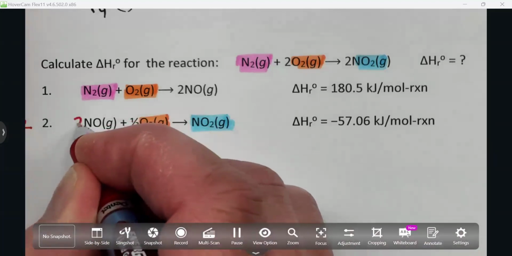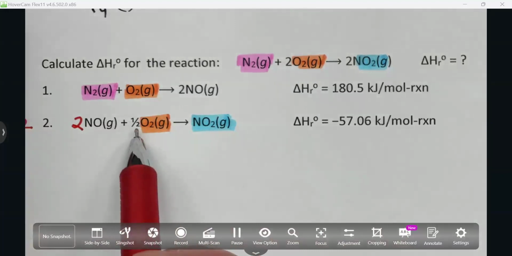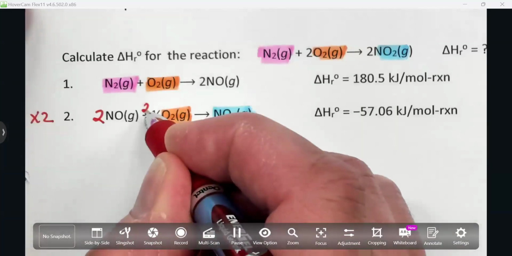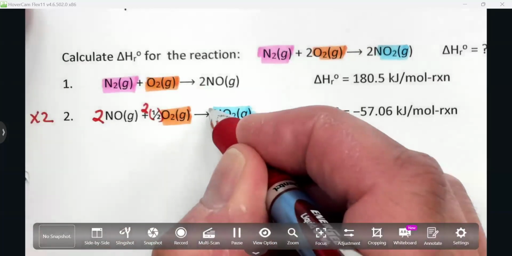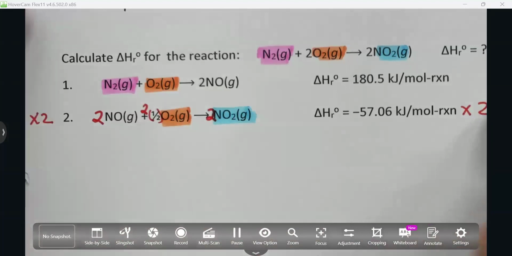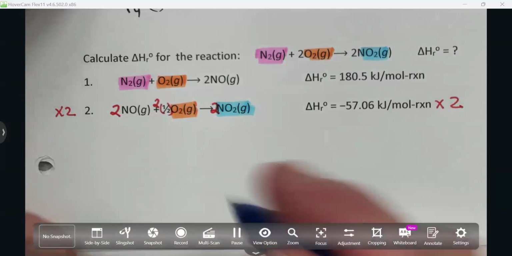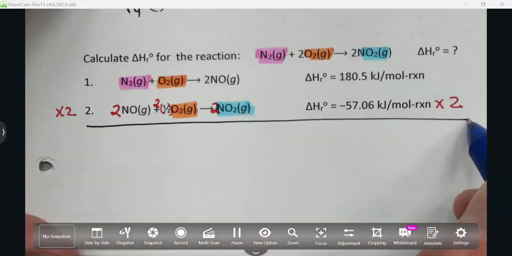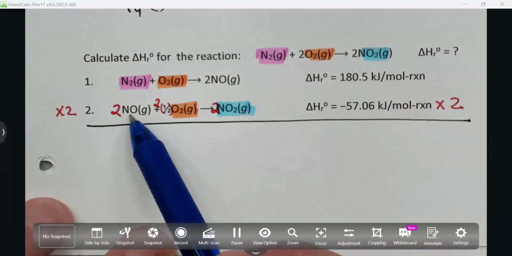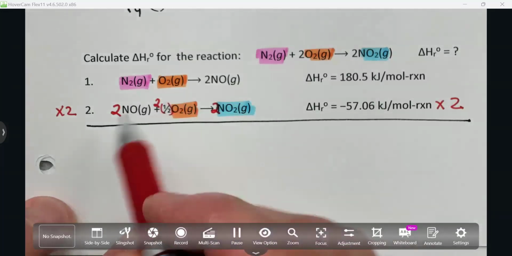So I'm going to put a 2 here in red. I'm going to multiply this by 2, which I can do, no problem. This would be 2 times 1/2. And I'm going to multiply this by 2. And I'm going to multiply this times 2. And I think I can just add it up, right? My 2NO now is going to disappear, right? 2NO on both sides.